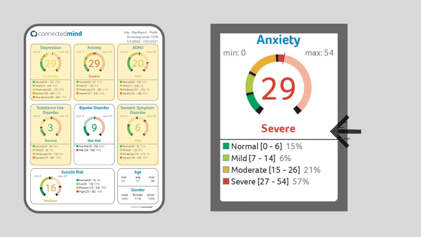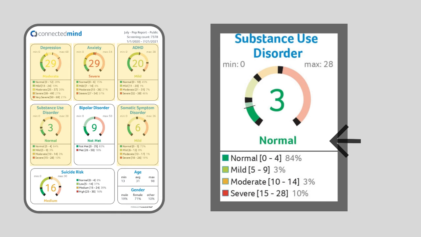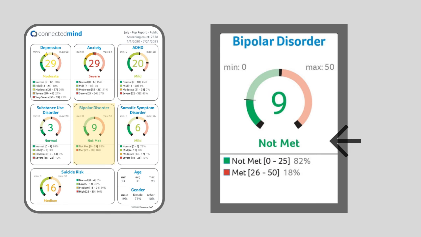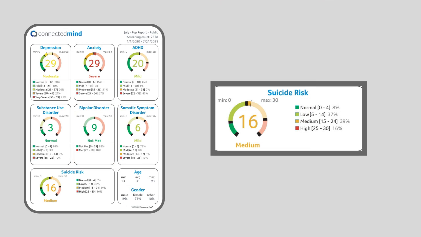Depression, anxiety, ADHD, substance use disorder, and somatic symptom disorder report severity, whereas bipolar disorder reports whether the criteria was met or not met. The final card is suicide risk. You will see min and max scores reported, a gas gauge showing the average risk, and a legend showing the distribution of scores within each risk level.